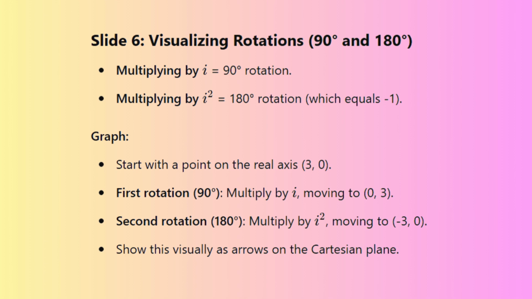But what if we multiply by i twice, or i squared? Since i squared equals -1, this means that after two 90 degree rotations, we end up with a 180 degree rotation, placing us on the negative real axis.